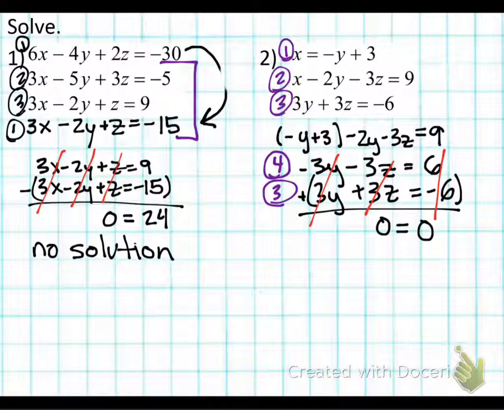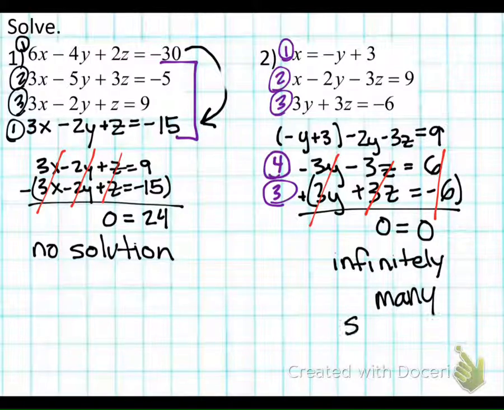Which of our special cases happens when 0 equals 0? Infinitely many, right? Infinitely many solutions. I just put infinite solution. Infinitely many solutions. That's technically how you should write it.